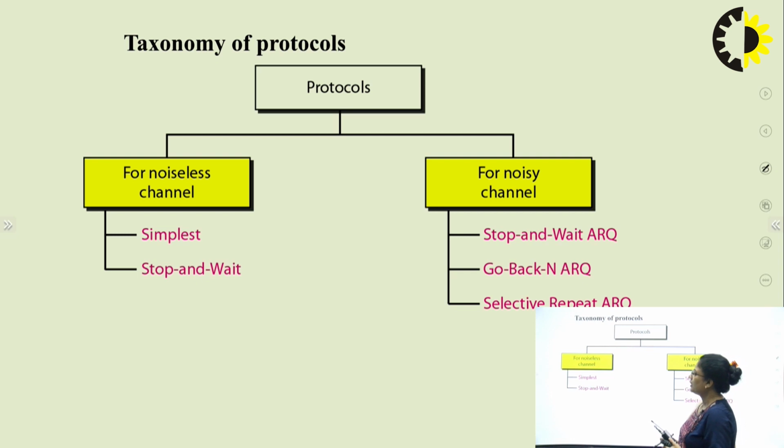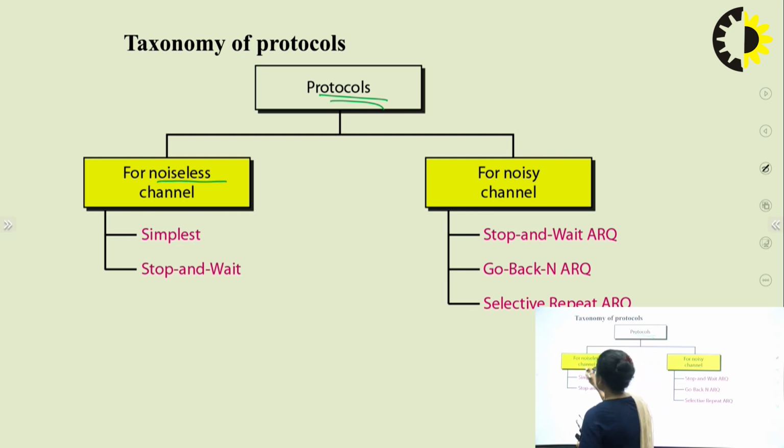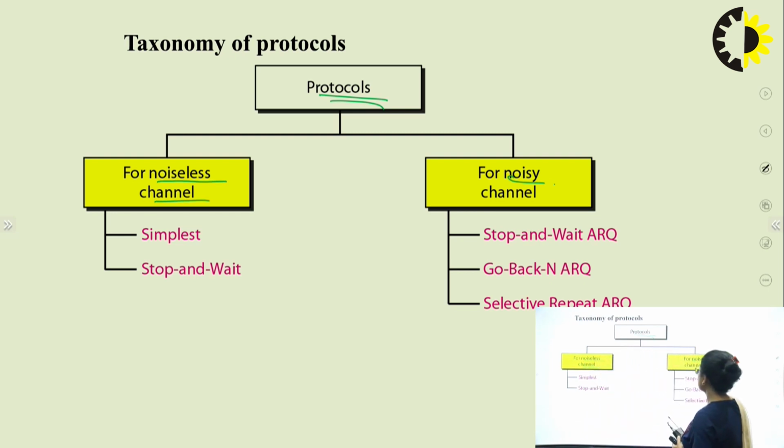Now, let us talk more about the protocols, the taxonomy of the protocols, the classification of the protocols with respect to the data link control layer. Now, the protocols can be briefly divided into two types. One is for the noiseless channel and the other one is for the noisy channel.